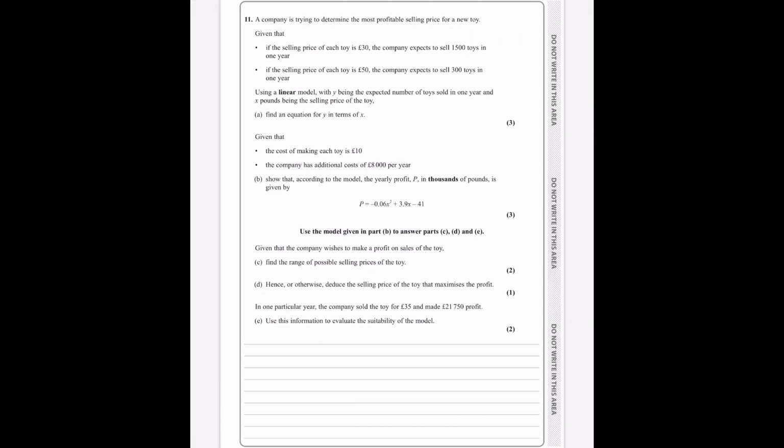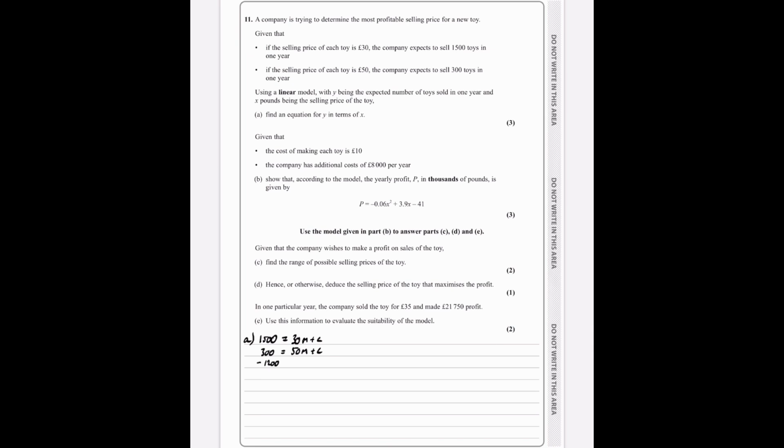All right, question number 11. So we've got a company trying to make a profit. We're going to construct a straight line here. So y equals mx plus c. We know that when the price of each toy is 30, we get 1,500. So 1,500 is equal to 30m plus c. When it's 50, we get 300. So 300 equals 50m plus c.